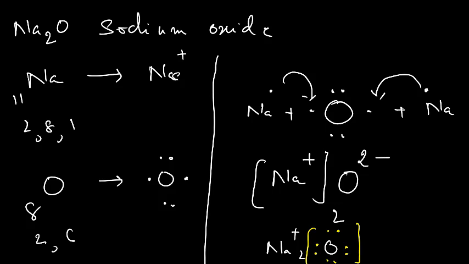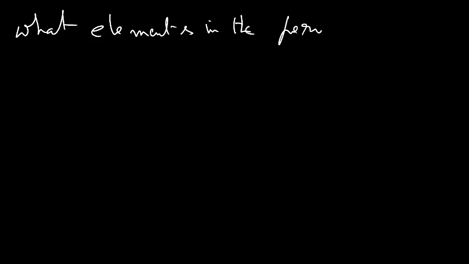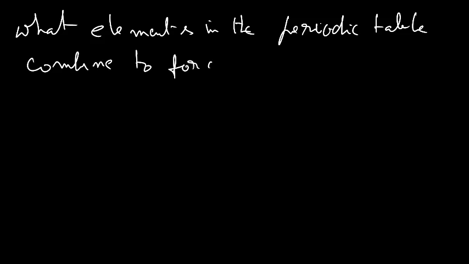Now let us try to understand what elements in the periodic table combine to form ionic bonds. So, what elements in the periodic table combine to form ionic substances.